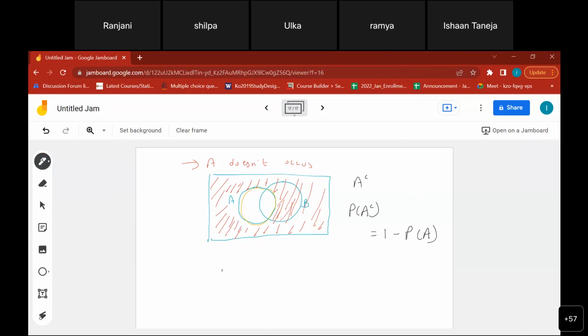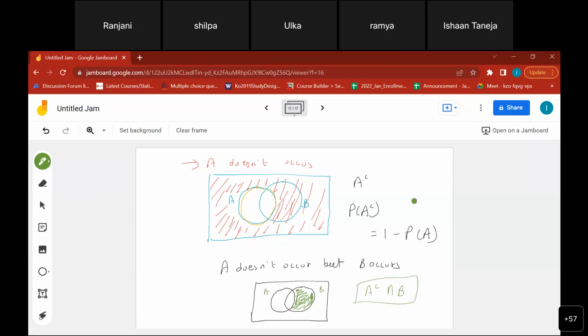Okay, if I say A doesn't occur but B occurs, in that case what would it be? It'll be A complement intersection B. This region, right? B should occur, but A should not occur. So you can write it as A complement intersection B. Is it clear with everyone? You are now able to visualize the events.